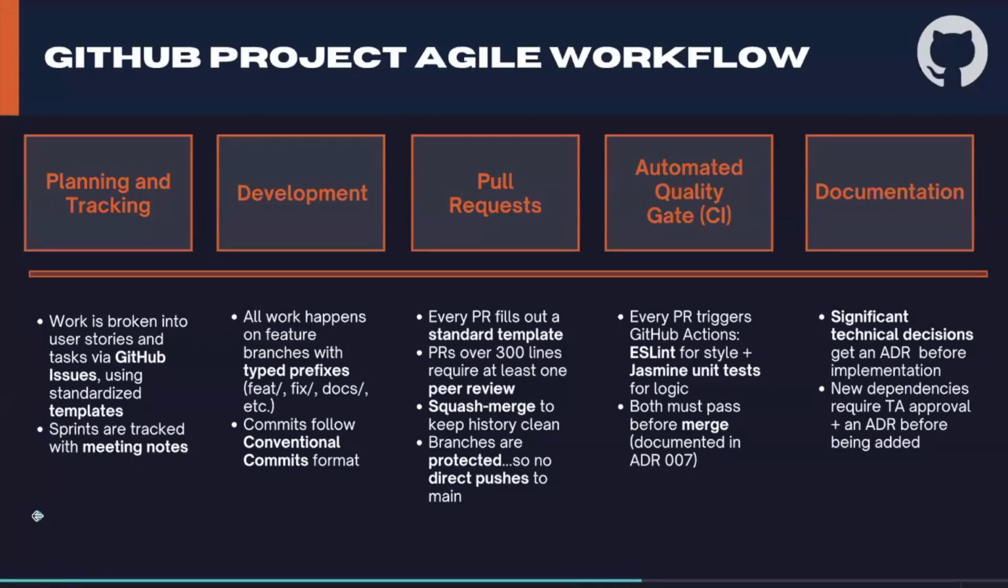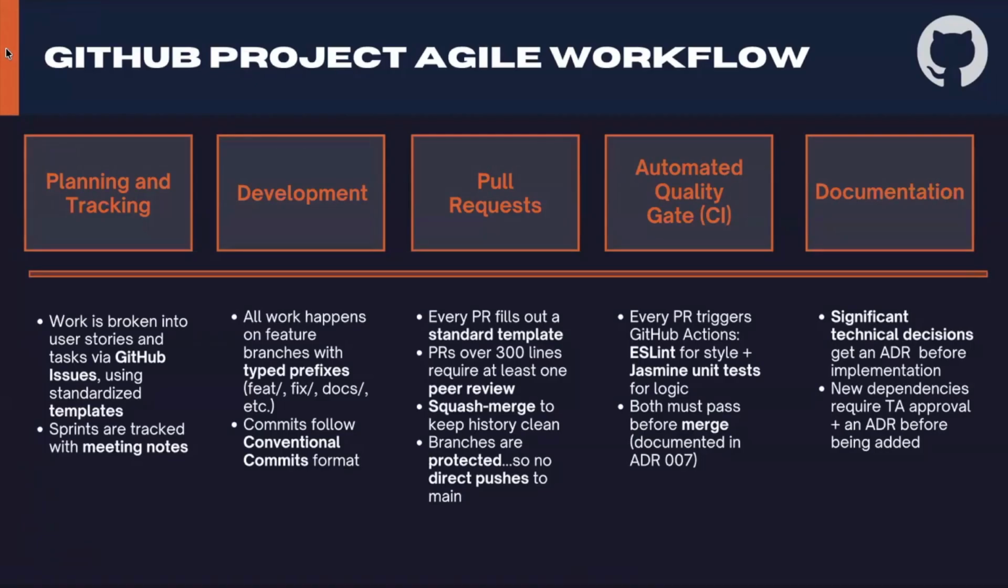When it comes to our implementation of Agile, we've been using GitHub Projects. The work is broken down into the user stories and the actual tasks. And we're using GitHub Issues for that with standardized templates. All work happens on these feature branches that we've labeled depending on the type of feature that's being added or changed.